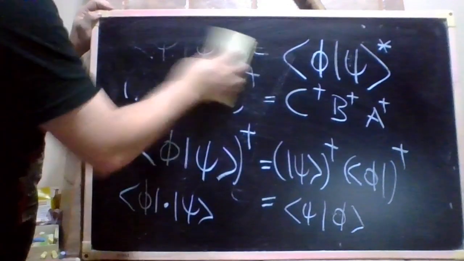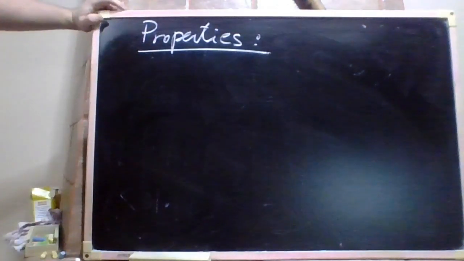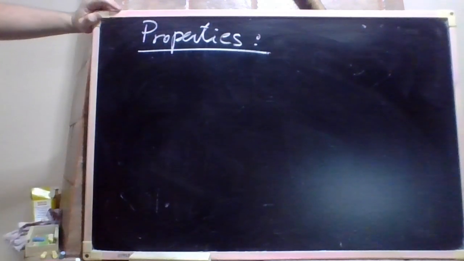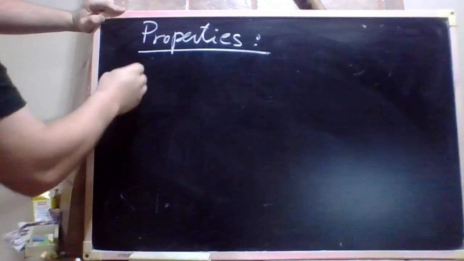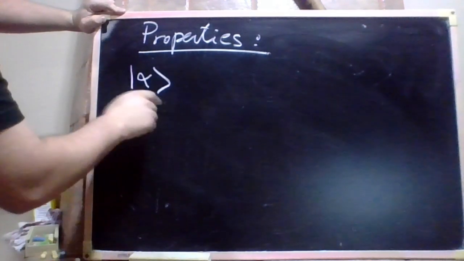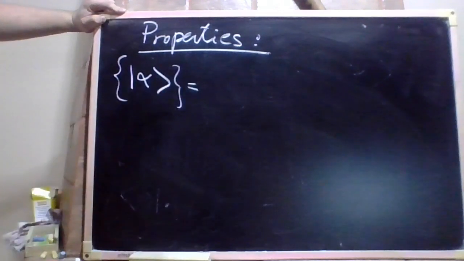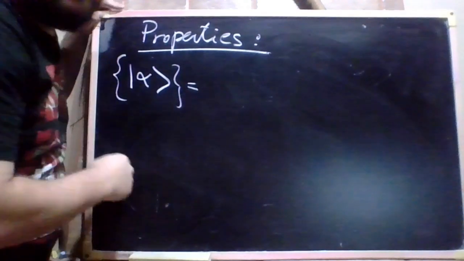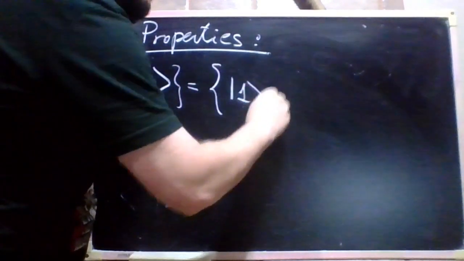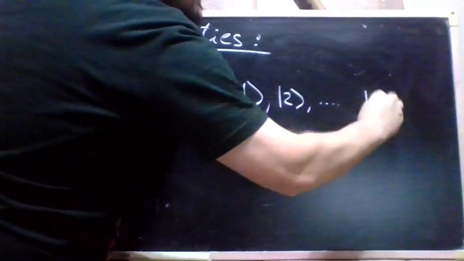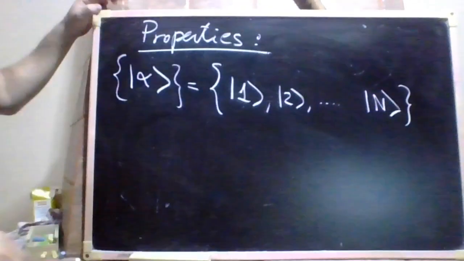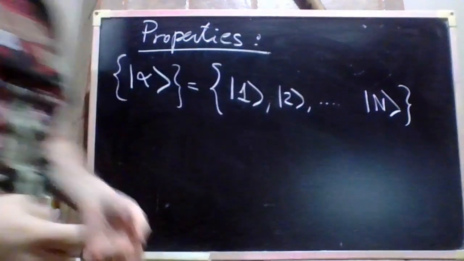Well, a Hilbert space has two important fundamental properties. In any vector space, you can define a basis. Suppose you have a basis of a vector alpha. It's the symbolic representation for a set of vectors: one, two, and so on to the n vectors. You'll have n vectors in an n-dimensional Hilbert space.